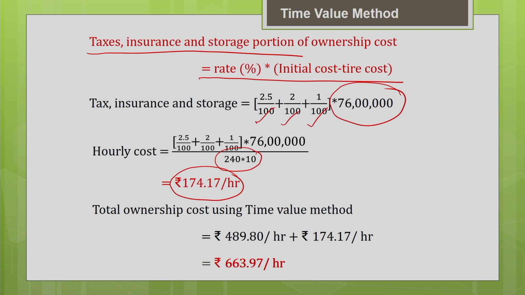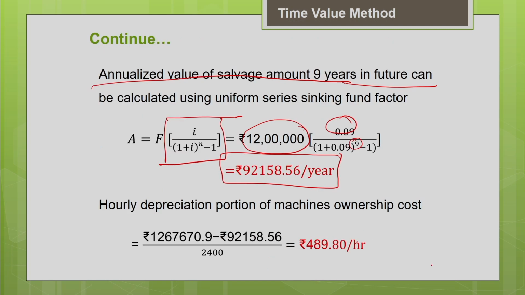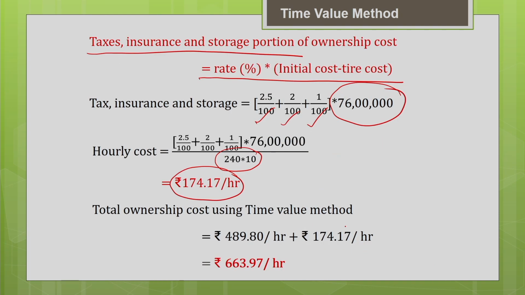Now you are going to calculate the total ownership cost. Earlier you calculated the depreciation, and now you have calculated the other parts, taxes, insurance and storage. Add both. This is your depreciation part, this is your taxes, insurance and storage part. Add everything, you will get the total ownership cost using the time value method. So this is how you estimate the total ownership cost using time value method. Earlier in the lecture I calculated using the average annual investment method, which was approximate without considering the timing of cash flows. So this is a more accurate method. You can compare the cost using both the methods.